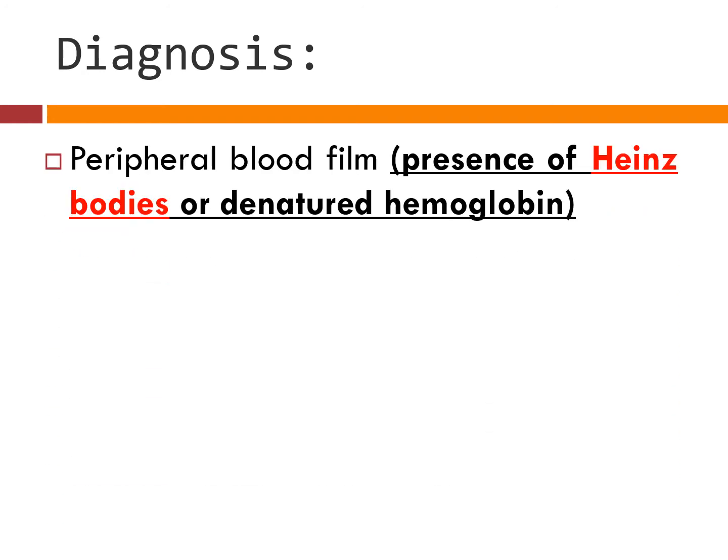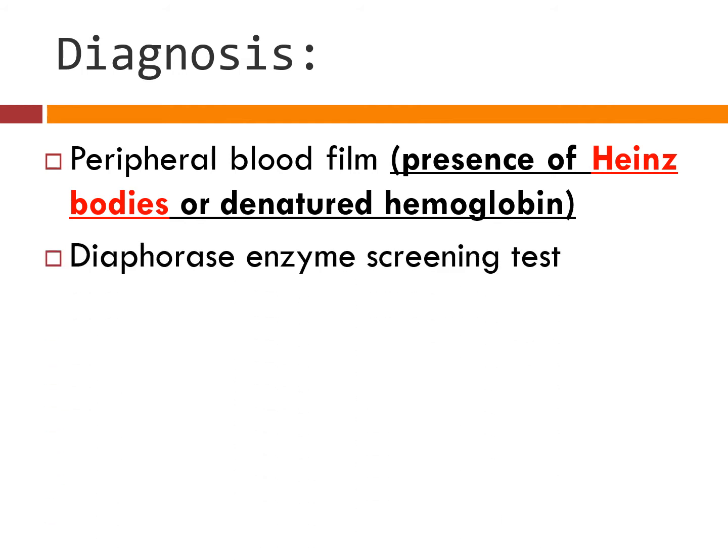So how do we diagnose? Through a peripheral blood smear, we can identify that a patient may have methemoglobinemia when there is a presence of Heinz bodies or denatured hemoglobin in his or her peripheral blood film. Also, we can screen the patient with the diaphorase enzyme screening test, in order for us to know whether the diaphorase enzyme in the body of the patient is deficient.